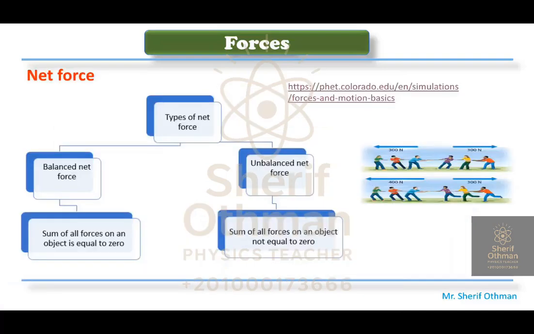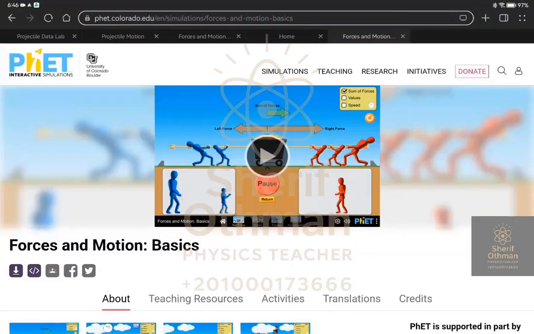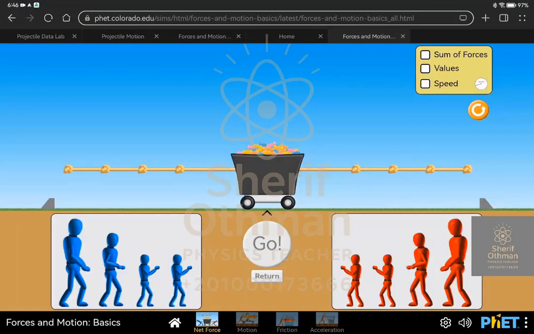What is the meaning of net force, guys? Net force is the summation of forces that act on the same object. As we said before, force is a vector physical quantity, so it can be added or subtracted.